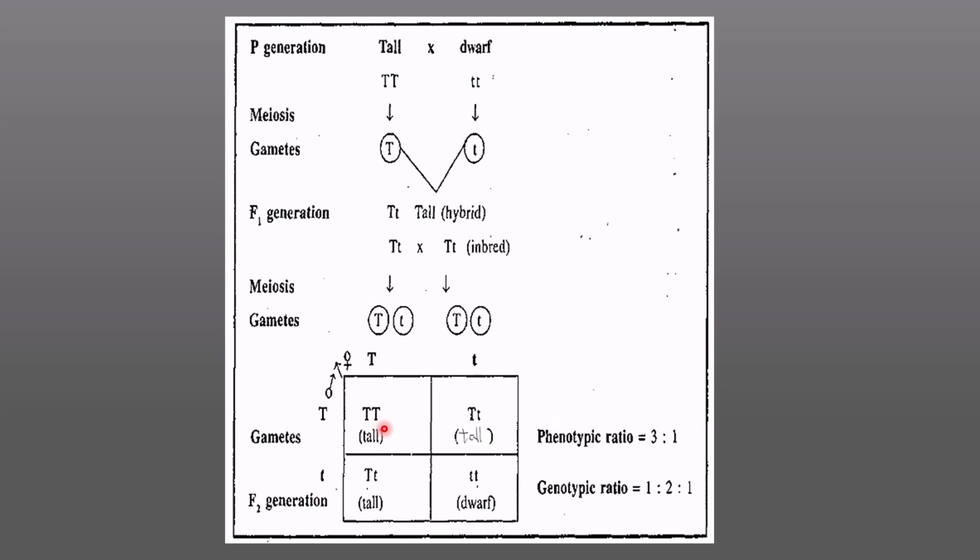Here is the character of tallness. See, in the F1 generation, it has both the alleles, the allele that can impart the tallness, and the allele that can give the dwarfness to the plant. Both are present, but still only one character appeared here. That is the tall character.